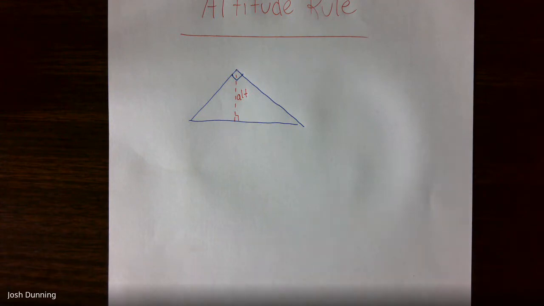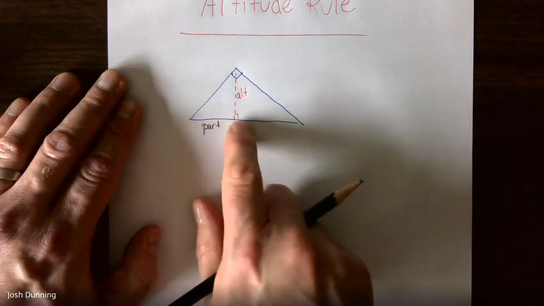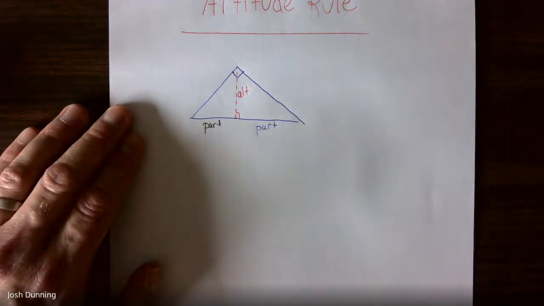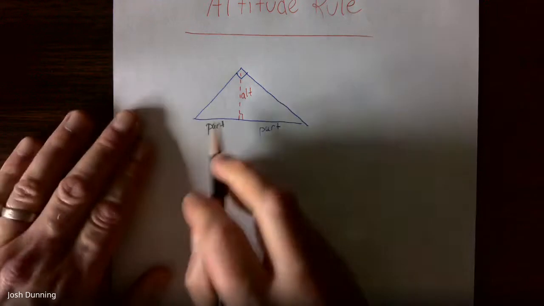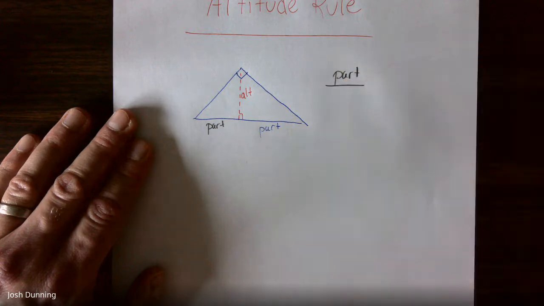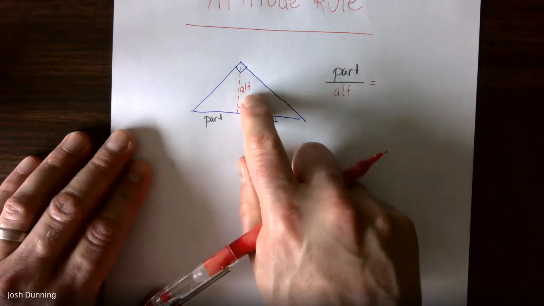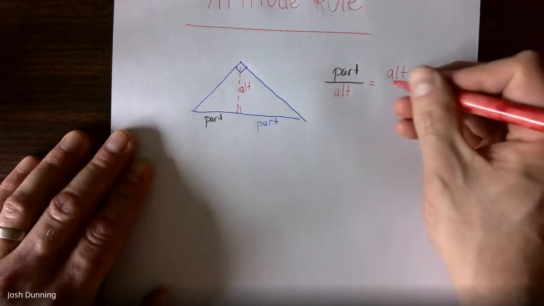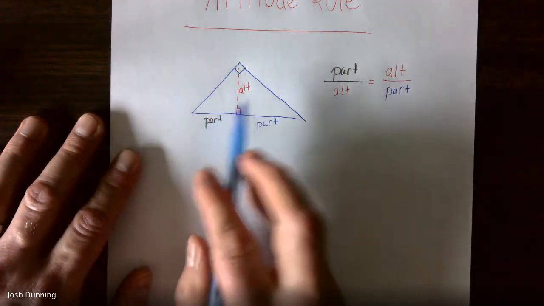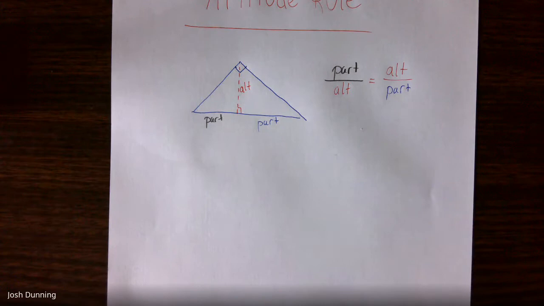Now, the way this one works, there'll be two parts of the hypotenuse, and I'll try to color code them a little bit here for you. The way this works, one part of the hypotenuse is to the altitude, meaning over the altitude, as the altitude is to the other part. So you got one part over the altitude equals the altitude over the other part. That's the rule here.